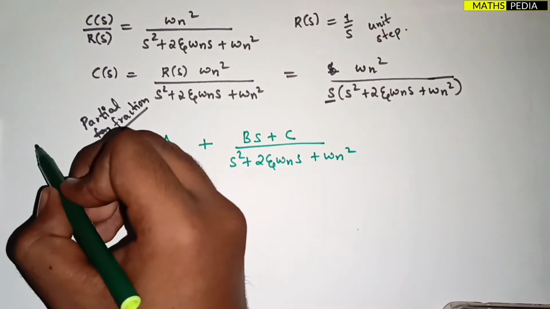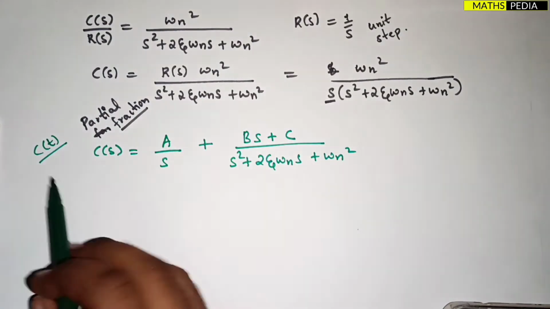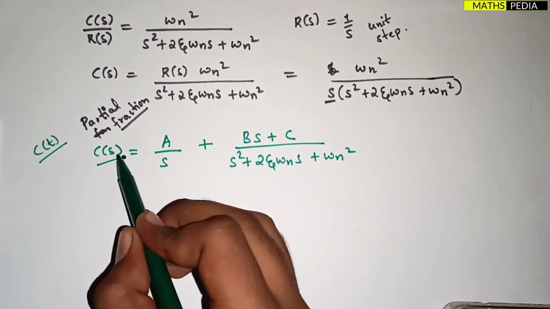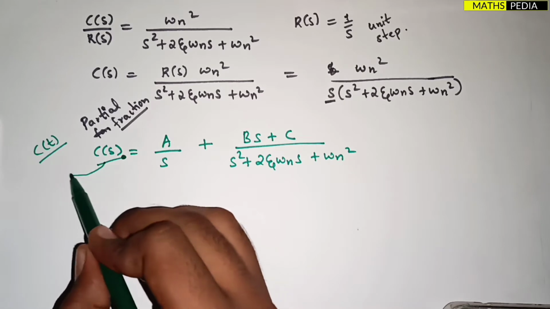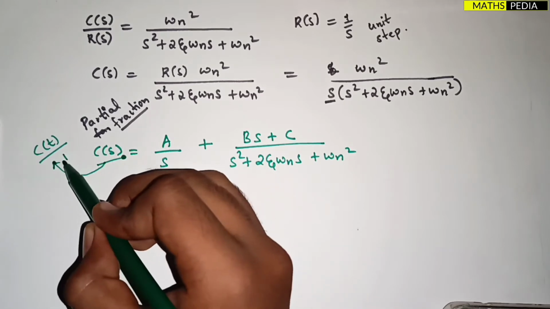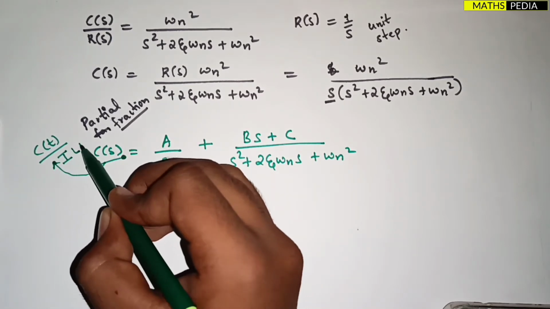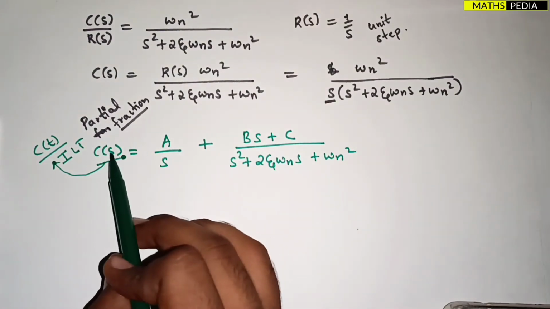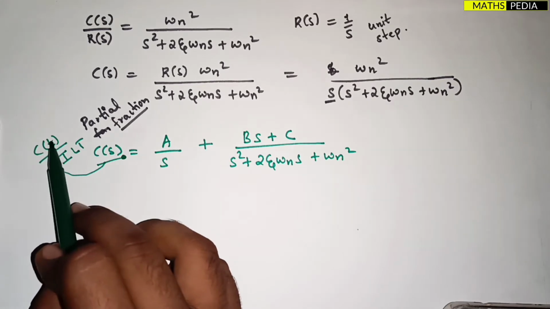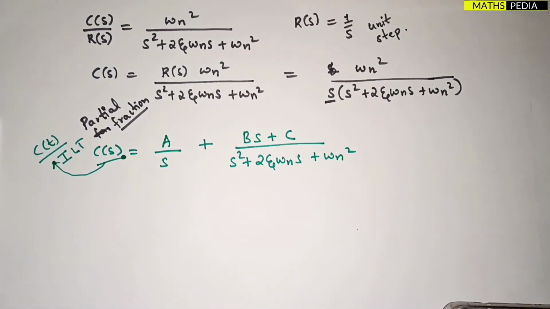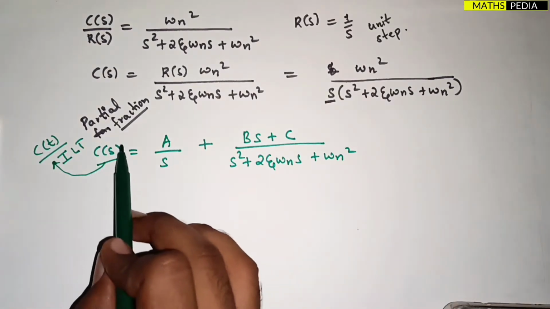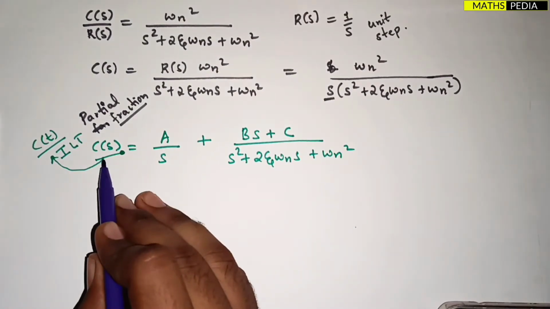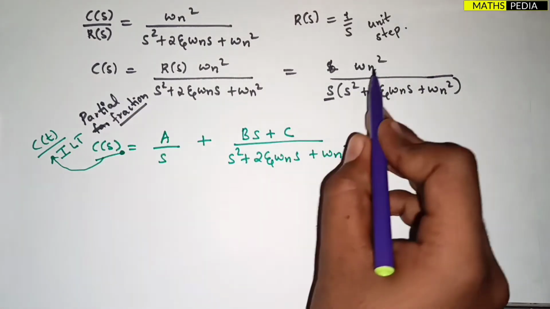Basically our intention is to find out c of t. How can I find out c of t? Basically we have c of s. In order to bring it to c of t, I have to perform the inverse Laplace transform. This is the s domain, the Laplace domain. So in order to bring it to the c of t form, I have to perform the inverse Laplace transform. That's why I'm keeping c of s on the left hand side. C of s is nothing but this.